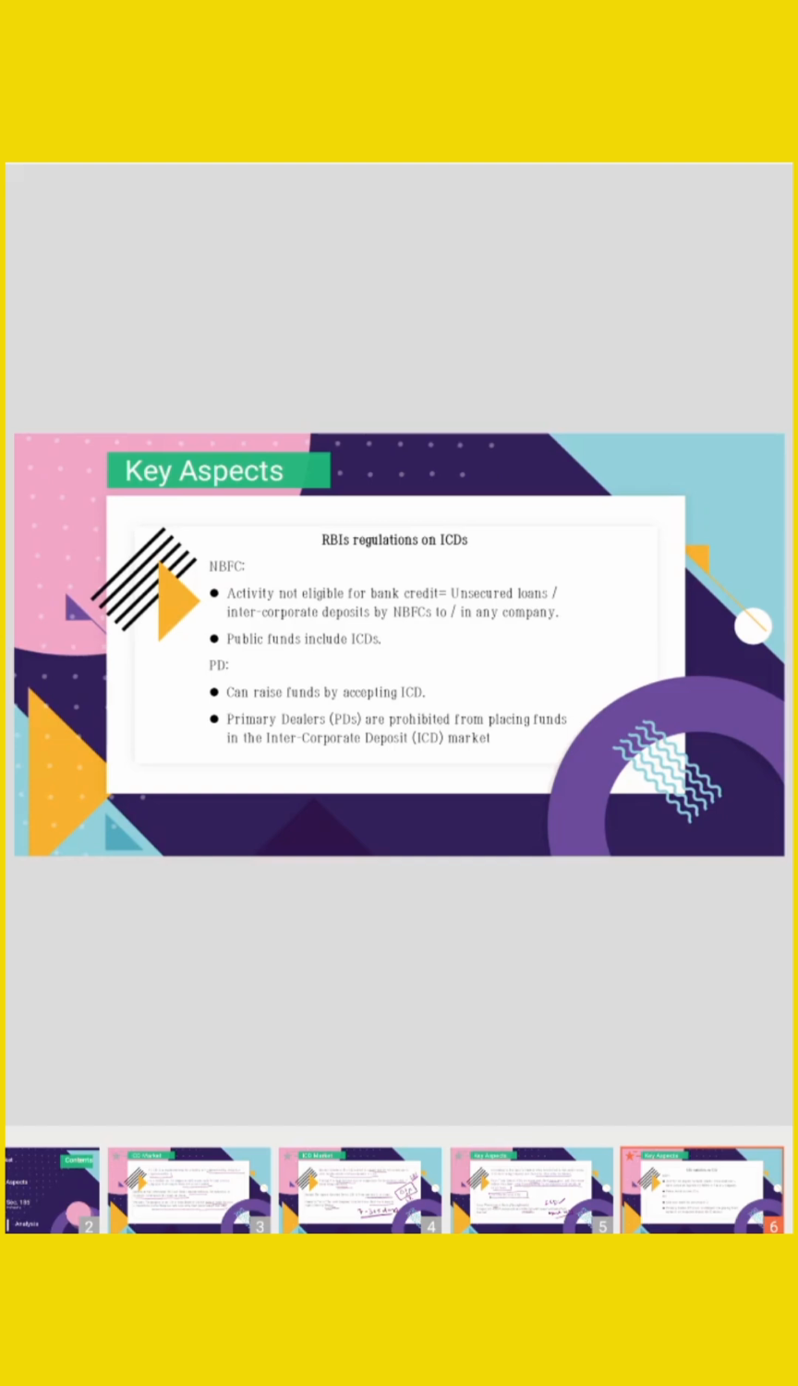Now, what are the RBI regulations related to ICDs? RBI regulations are very much specific to NBFCs or primary dealers. They are not applicable for all the corporates because they are not regulated entities.